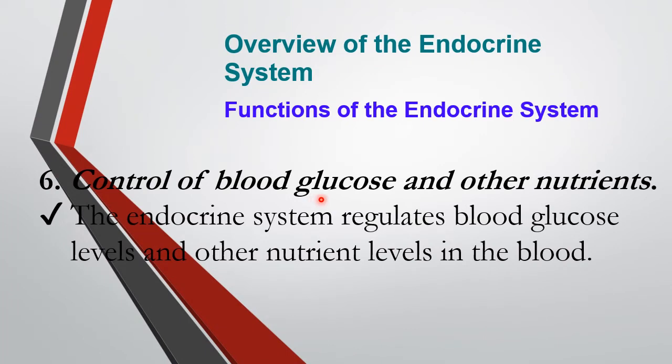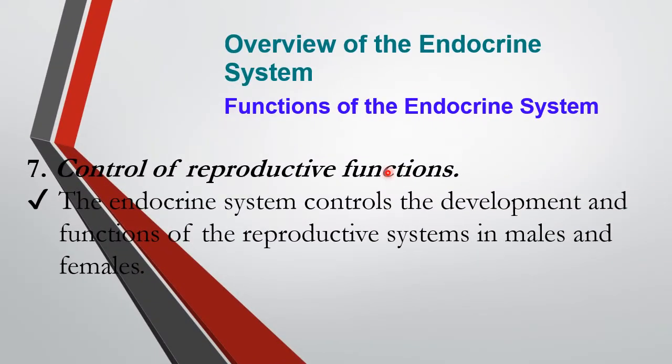The control of blood glucose, okay, we will discuss later, and other nutrients, no, which hormones actually regulate the blood glucose levels. Then the control of reproductive function. So we have many sex hormones that is produced by our endocrine glands. Okay, that's why it is part of the regulation of the reproductive functions.